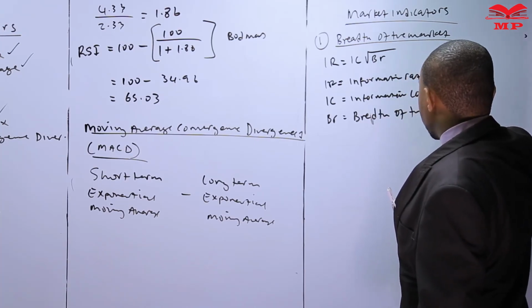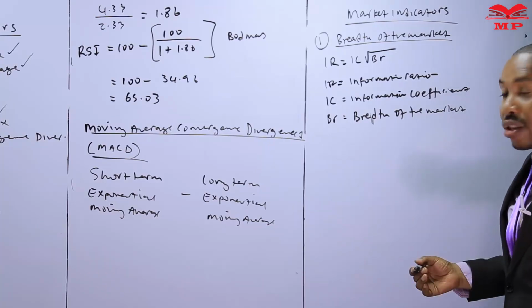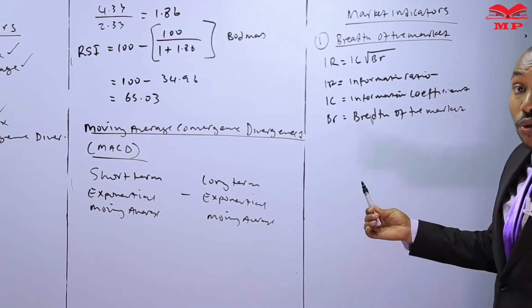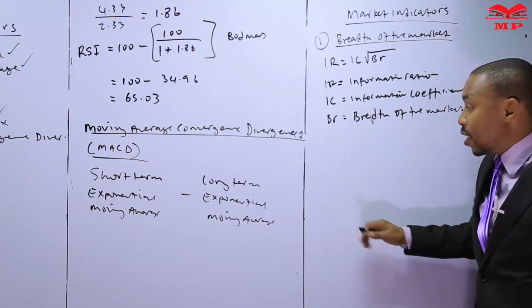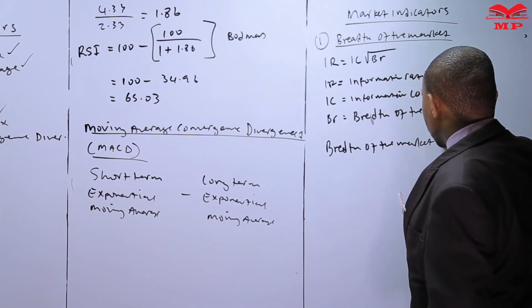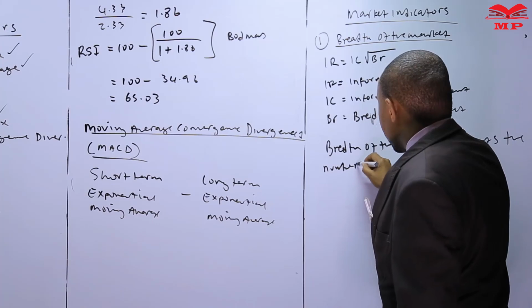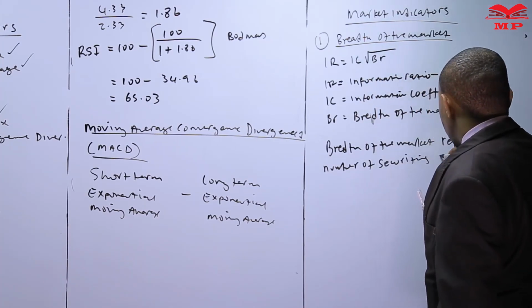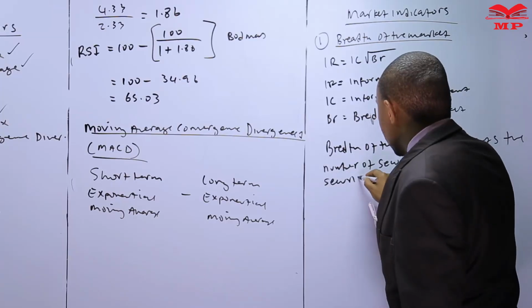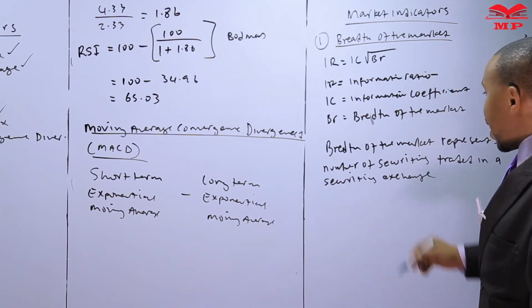Now, how do we get the breadth of the market? It is just the average gains divided by the average losses in a given day. That is how we can get the breadth of the market. We are also saying that the breadth of the market can be gotten by the number of securities within the exchange. So the breadth of the market represents the number of securities traded in a securities exchange. That is the breadth of the market.